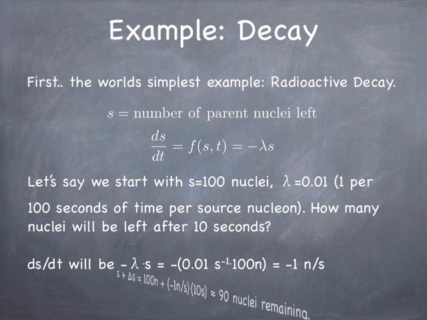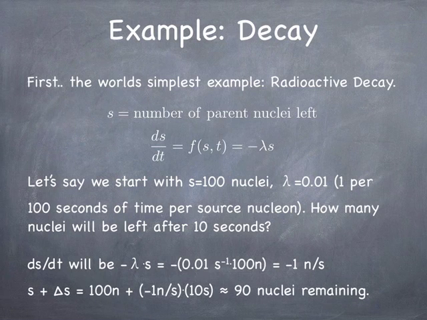And if you wait around for 10 seconds, losing nuclei at a rate of 1 per second, you're going to lose 10. So that means you're going to start with 100, you're going to lose 10, you should have approximately 90 remaining at the end of the time interval. Notice that this assumes that the number of nuclei doesn't change in the 10-second interval.